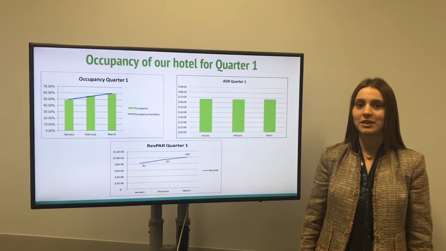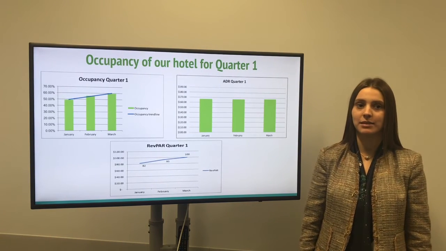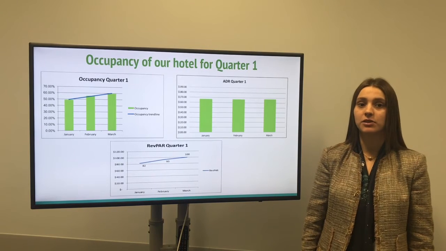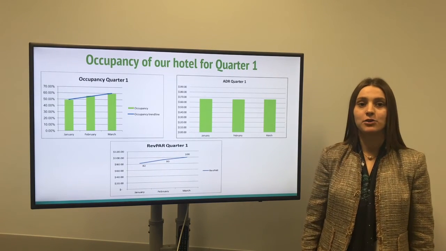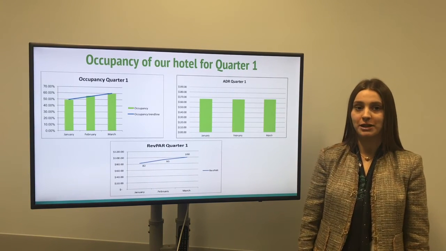Our occupancy gradually increased through the whole of quarter 1, as can be seen by the clear trend line. ADR was constantly increasing as well. These two factors had a positive effect on RevPAR.